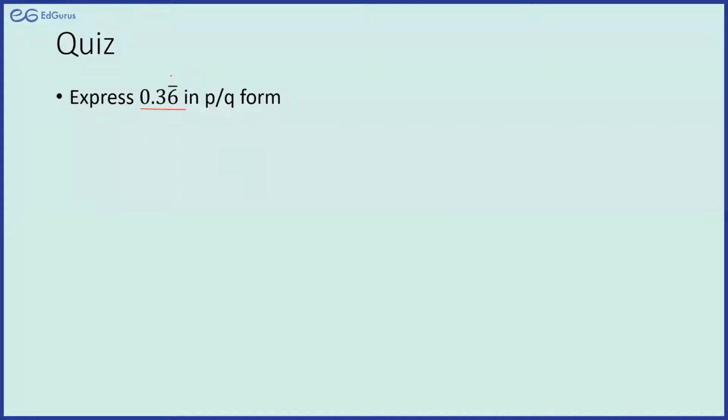0.36 bar, right? We all understand this is a rational number. Why? Because it's non-terminating but repeating. And which digit is repeating? Anybody? Which digit is repeating in 0.36 bar? 6. Very good. So first thing is we assume this is x, right? Now we cannot have a non-repeating digit on the right of the decimal. So we bring it to this side.